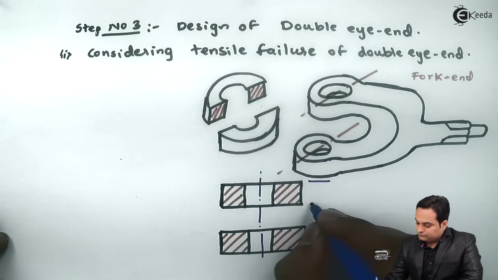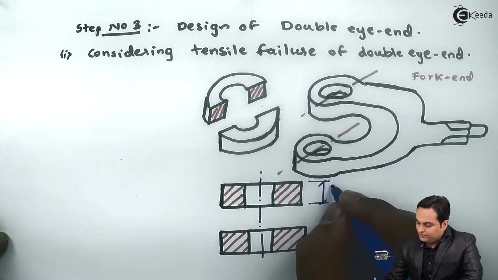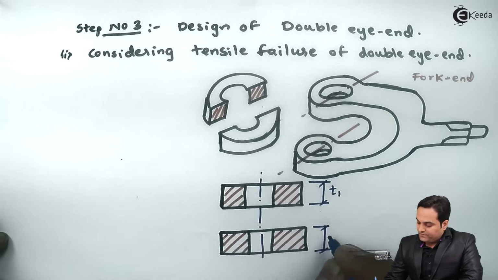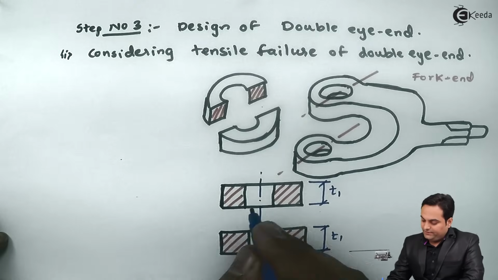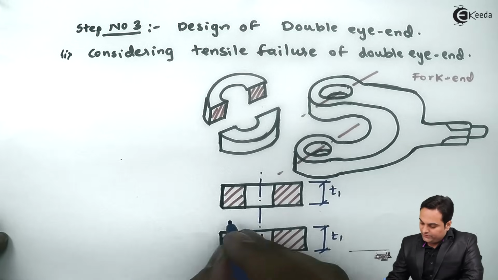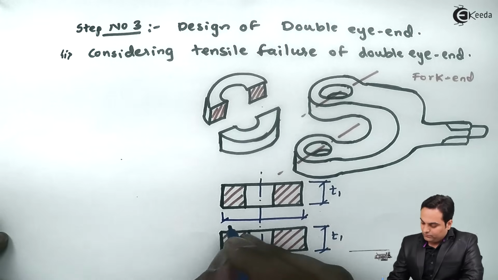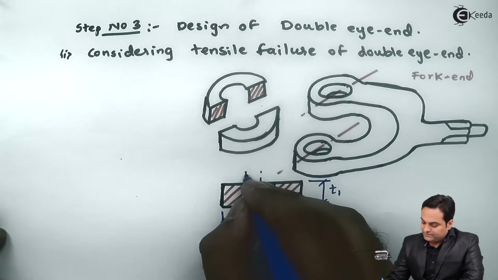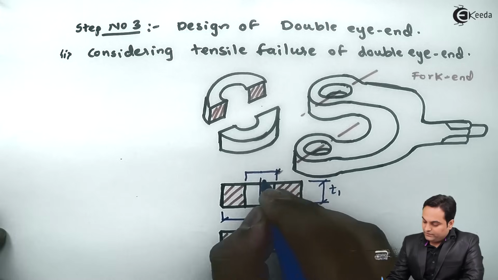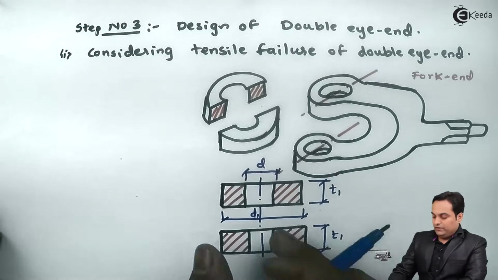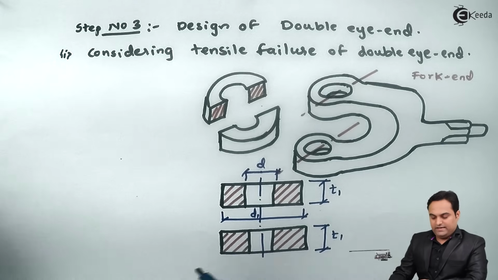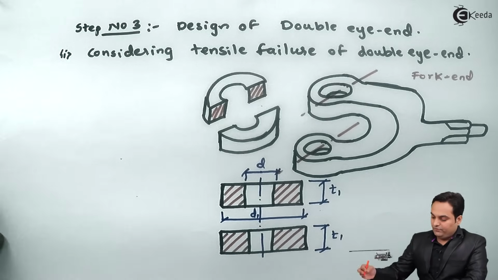Now the thickness of the fork end, this is T1, and this diameter is same as the diameter of single eye end, that is, this is equal to D1, and this is the diameter of knuckle pin, D. So I am getting 2 rectangles here. It is here and the other rectangle here.